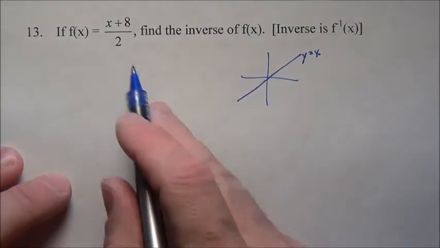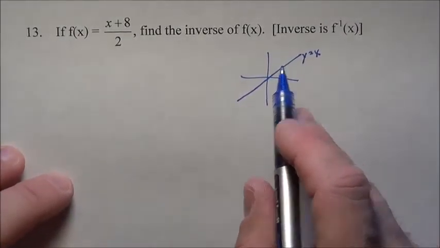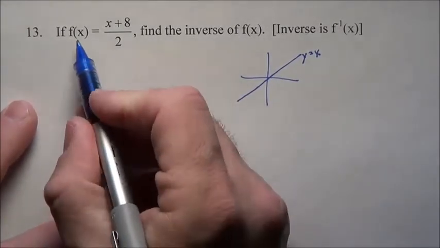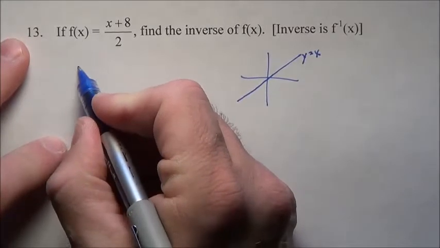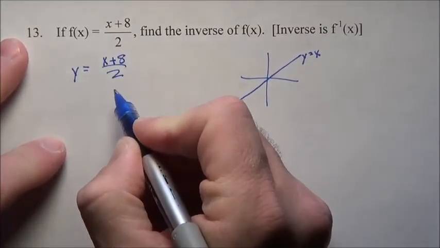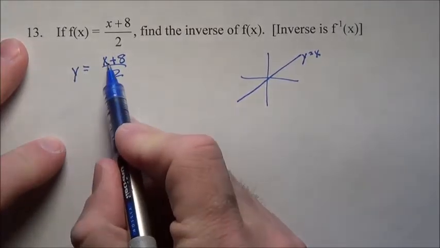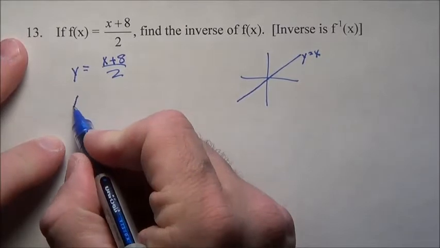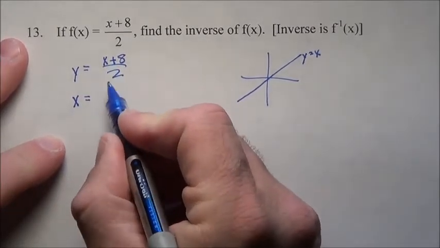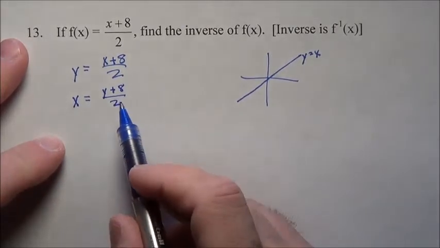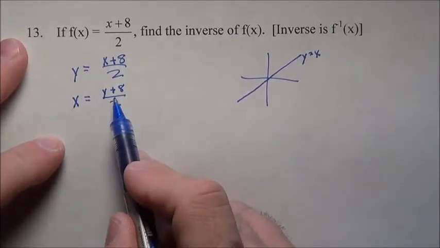Now to do this, though, we don't need to do all this. We'll do that later on. To find the inverse of f of x, it's very simple. We rewrite this equation. It says f of x. We just change that to y is equal to (x plus 8) over 2. We now flip the x and y. The x becomes a y, the y becomes an x. So I change that y to an x, I change the x to a y. So there's my equation. I simply switch the x and y. That's all you've got to do.